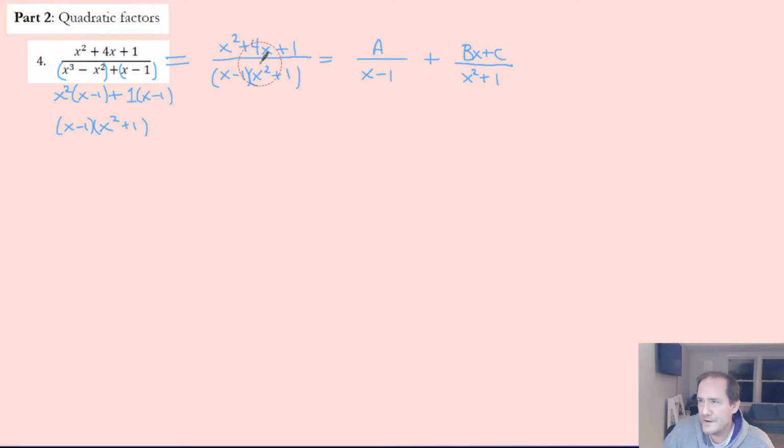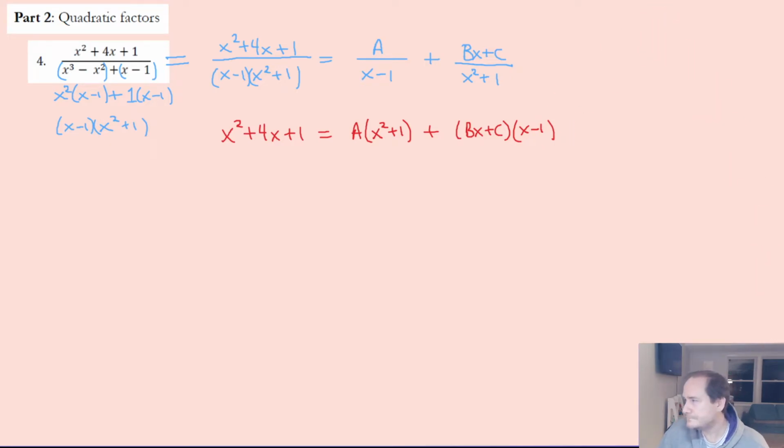We're going to multiply through by this LCD. So we'll see it cancel out and we'll just get our numerator, the x squared plus 4x plus 1. We'll see the x minus 1 cancel, and so you'll get A times the x squared plus 1. Then the x squared plus 1's will cancel, and you'll get Bx plus C, which really needs to be in parentheses, times x minus 1. Again, just to fill you in on how people screw up, people forget to put these parentheses.